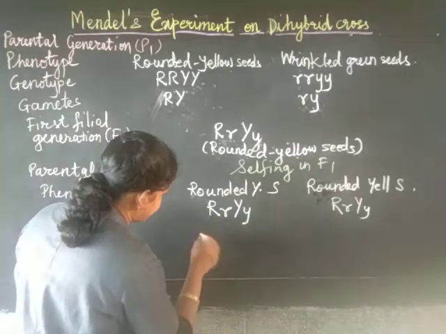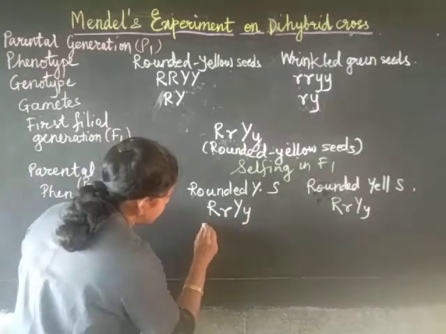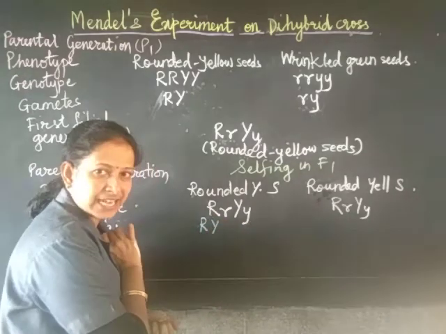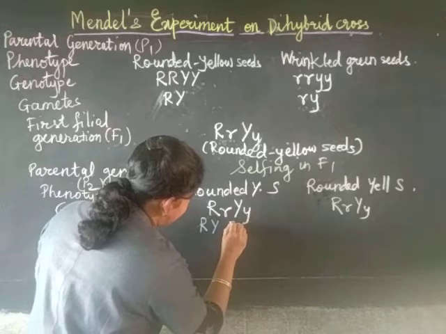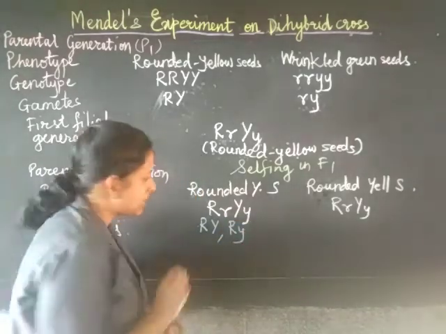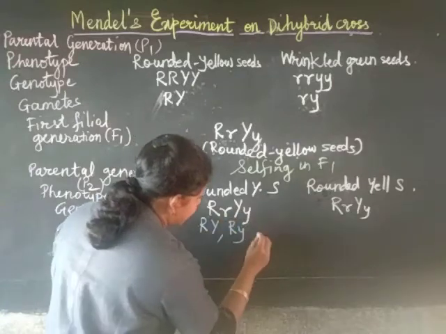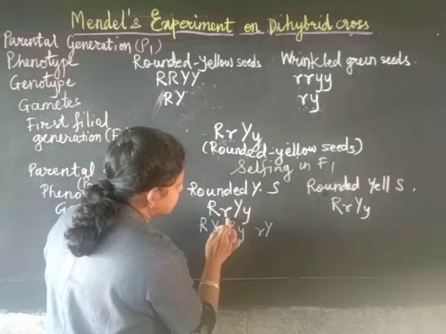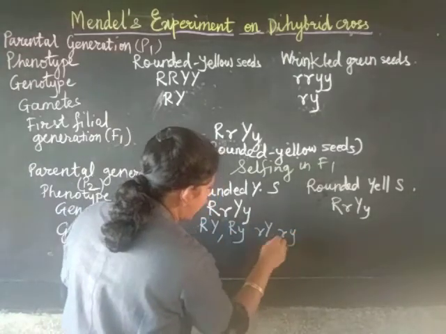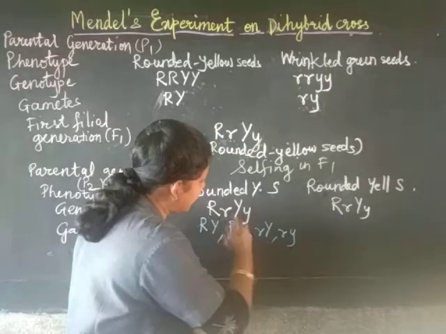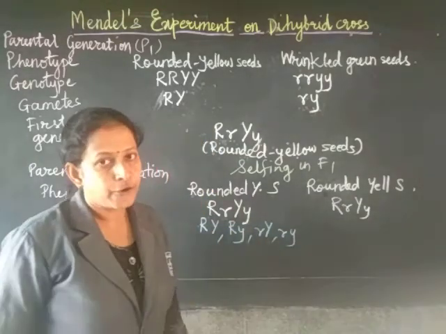I will write in some other chalk here. That is round R and capital Y. This is the first gamete. The second gamete will be capital R, small y. Next will be small r, capital Y, and small r, small y. Of one parent, different types of gametes can be formed.